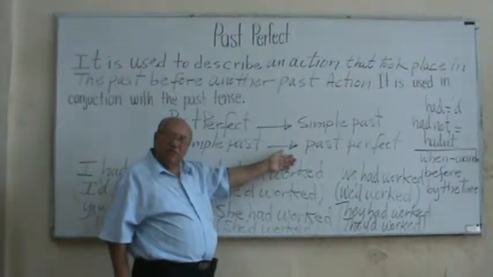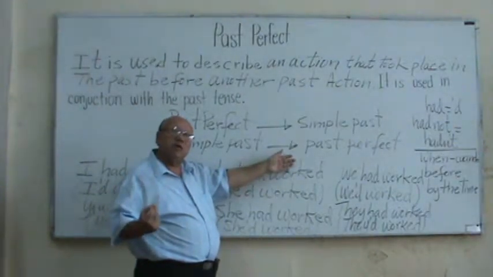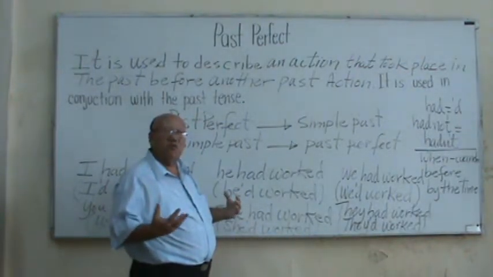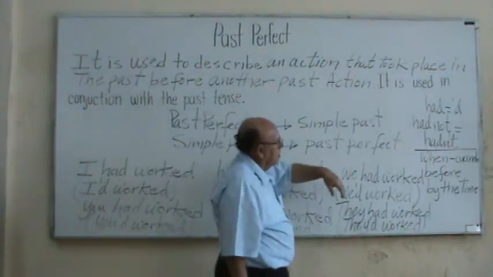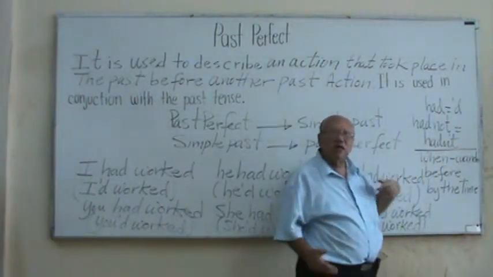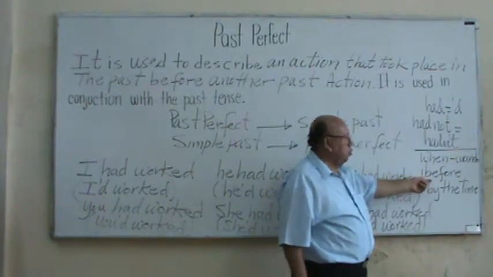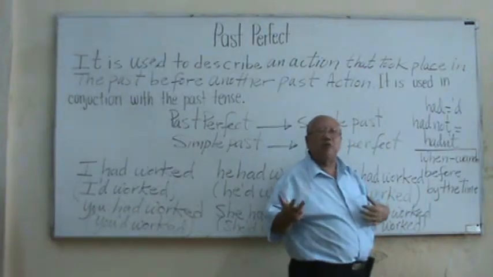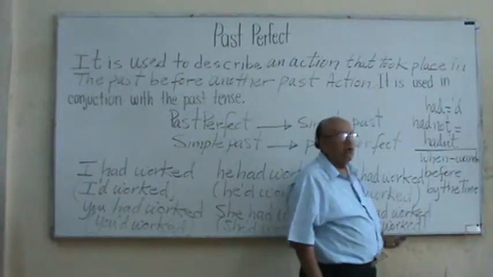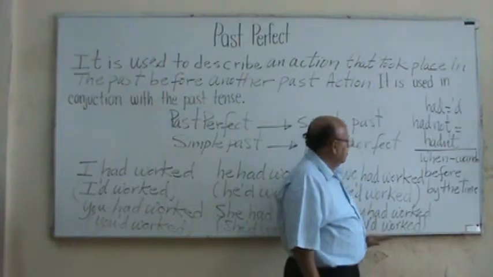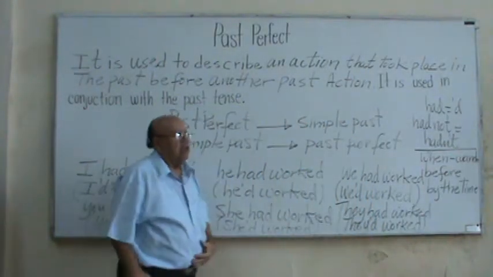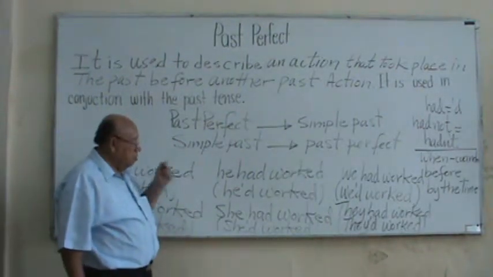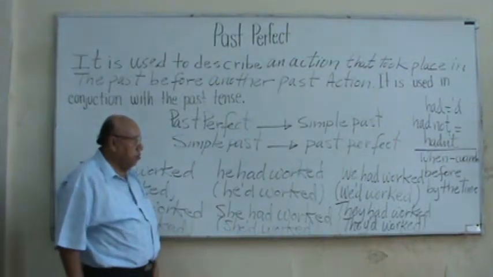Cabe aclarar que hay palabras que se usan como conexiones, ¿ok? Like bridges, como puentes. Por ejemplo, when es una de ellas. Cuando. Before, antes de que. By the time, para cuando. Puede decir también cuando. ¿Ok? So, when is a very good connection. Also, we have before, antes de que.